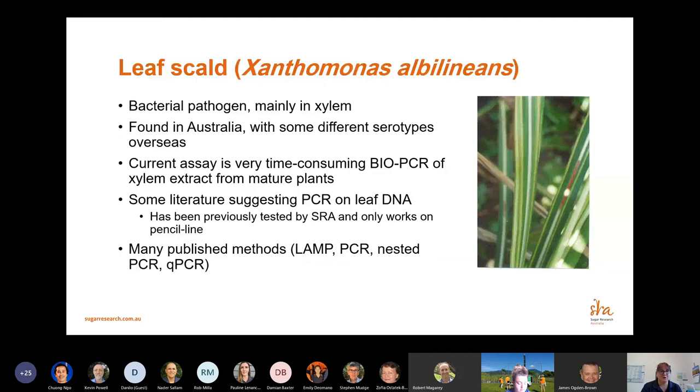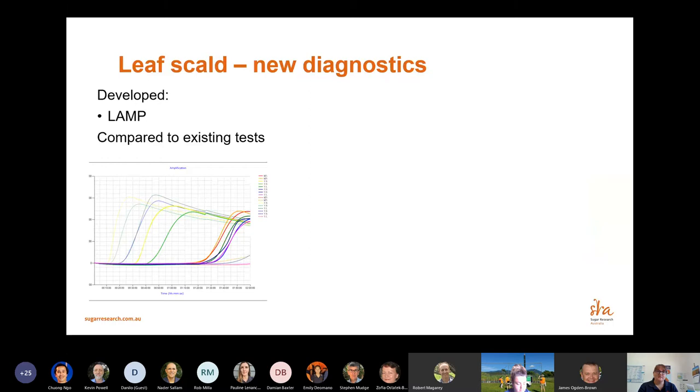However, overseas, there is some suggestion that PCR or qPCR can be done on leaf. We have actually tested this once or twice, but we only really got it to work if there was this pencil line. But as this is an important pathogen all around the world, there are a lot of different published methods, so we really didn't need to do very much design. We just needed to do research first. One thing that was missing was a LAMP assay. So we developed the LAMP, and then we used those published tests and did a dilution series of the bacteria to see how good or bad the assays are.